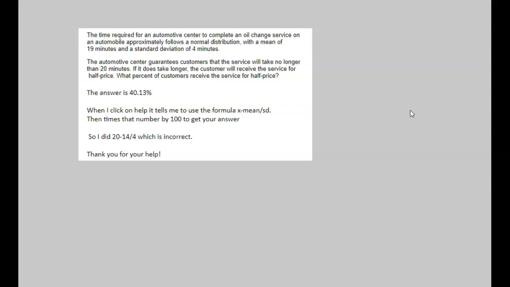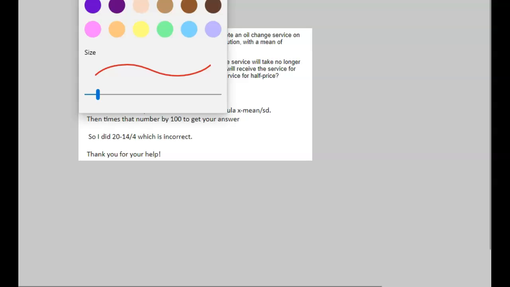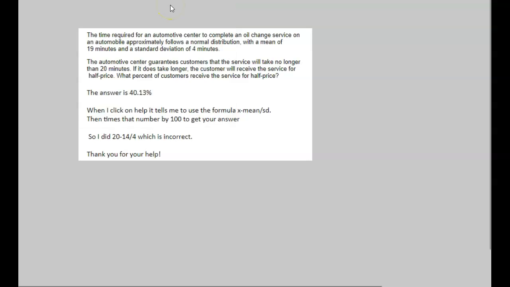The time required for an automotive center to complete an oil change service on an automobile approximately follows a normal distribution with a mean of 19 minutes and a standard deviation of 4 minutes. The automotive center guarantees customers that the service will take no longer than 20 minutes. So no longer than 20 minutes is x is less than or equal to 20.